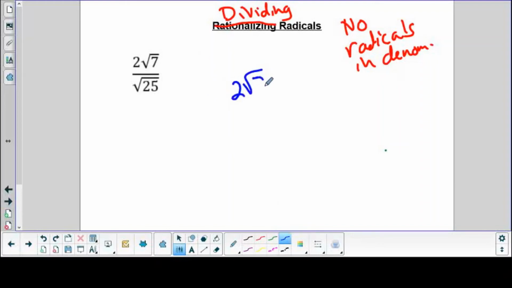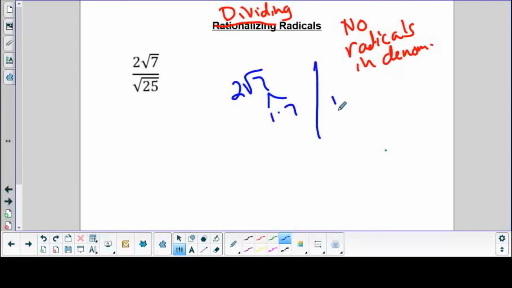So I got 2 root 7. Can we break up 7 into 2 numbers? And the answer is no, because 7's prime. We could only split it up as 1 times 7, but that doesn't really help you any. 1 times 7 doesn't reduce what's underneath here, and 7 is not a perfect square. So we can't simplify the top, but let's see if we can simplify the bottom.